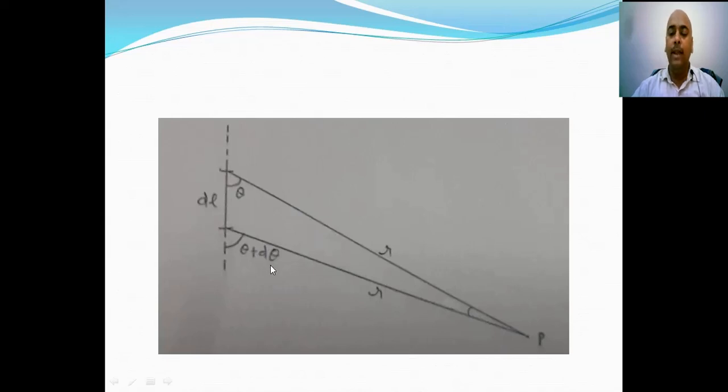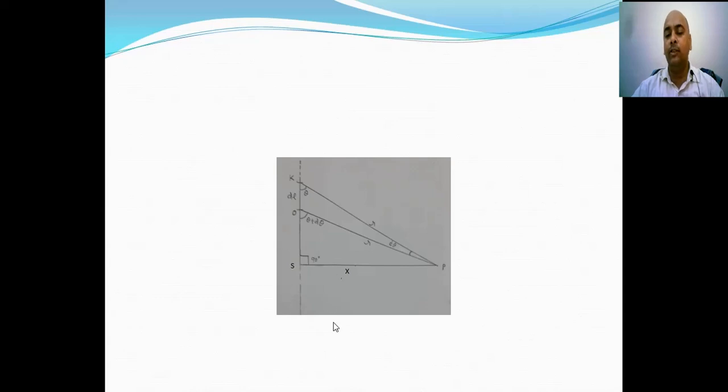Next, let us consider the geometry that we are redrawing. I am taking this geometry, and from this geometry we can now see that we have two right triangles. One right triangle is KSP and another right triangle is OSP. Now in this right triangle, angle KSP, which was the radial line connecting the conductor with the observation point, this angle is 90 degrees.